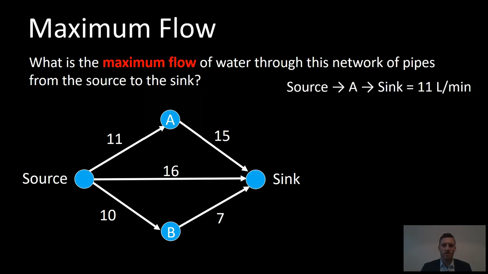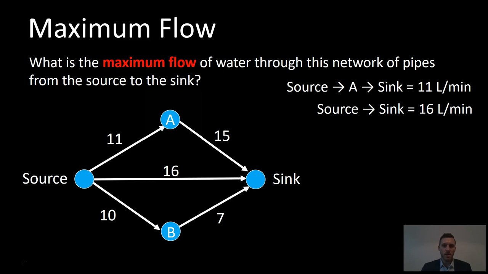11 litres per minute can flow into node A, but 15 litres per minute can flow out. Since there's only one way in and out of A, the maximum flow for this path is 11. If you think about it, more water cannot flow out of A than is flowing into it. The second path is directly from the source to the sink. 16 litres per minute can flow through this pipe.